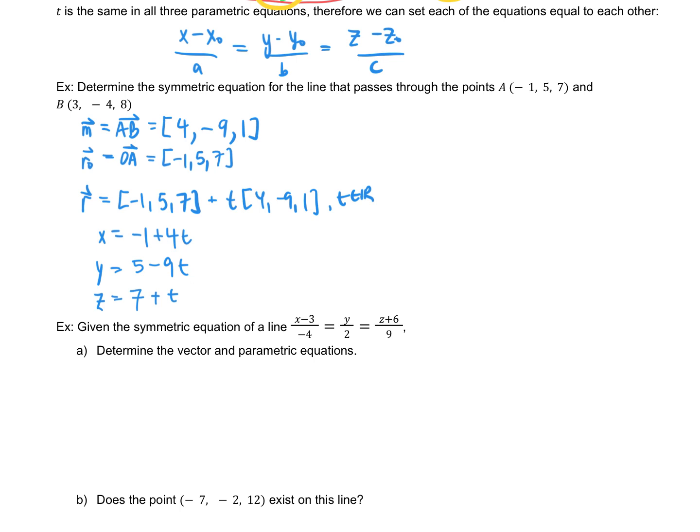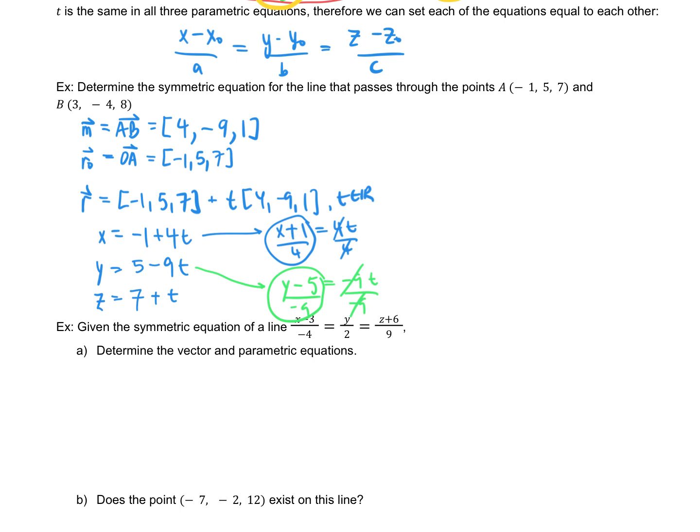And now to isolate for t in each one. So I'm going to bring the negative 1 over, and then I'll divide by 4. So there's my first one. Bring the 5 over, and divide by negative 9. Now, normally I wouldn't like a negative denominator, but if I keep it like this, that would actually show me my direction vector in the denominators later on.